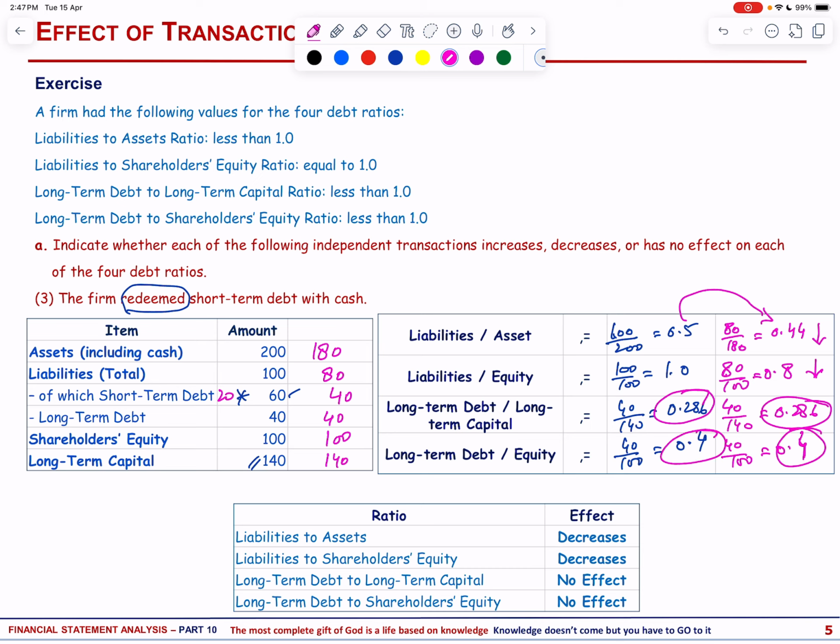So the summary is that the liabilities to asset and the liabilities to shareholders equity, they are going to decrease, while long-term debt to long-term capital and long-term debt to shareholders equity, there is no effect in case the firm is going to redeem the short-term debt with cash.